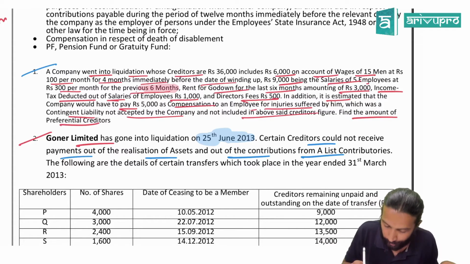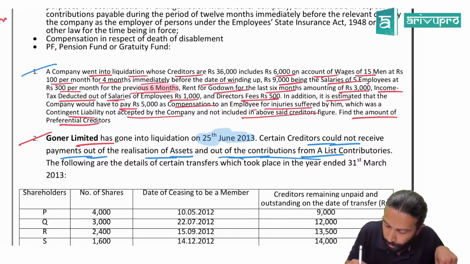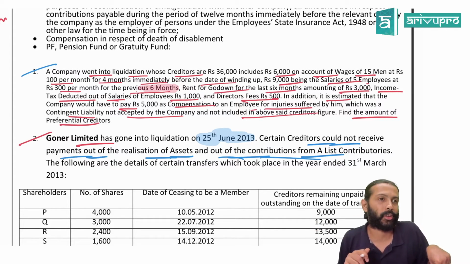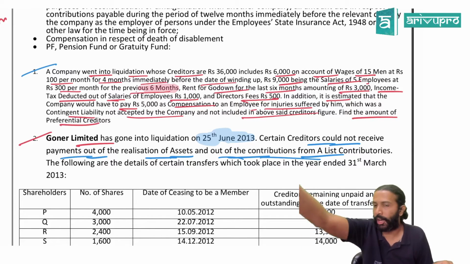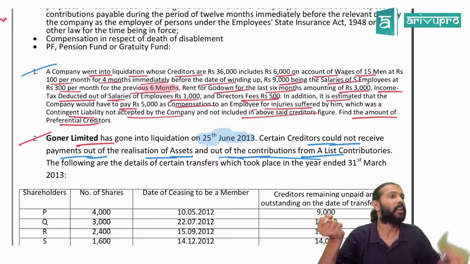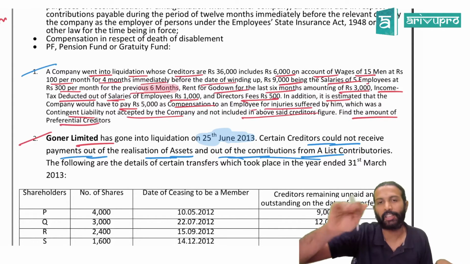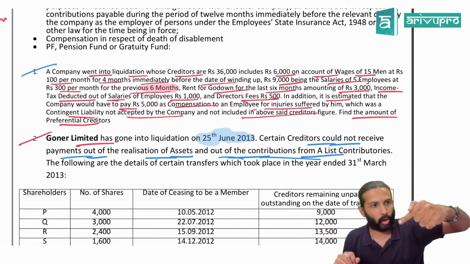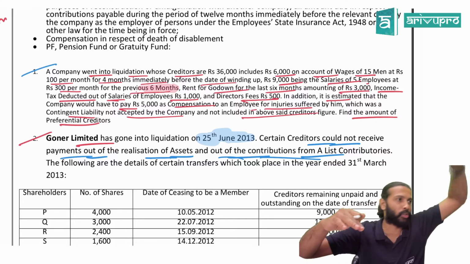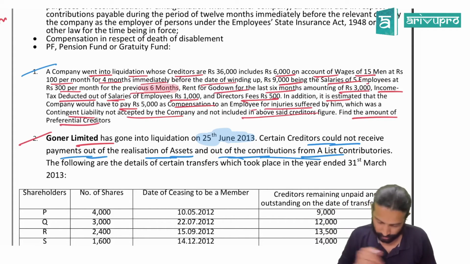Read the whole sentence properly again. Certain creditors could not receive the payments out of realization of assets and out of contribution from List A contributories. So we have to utilize both. Assets also we sold, and from List A also we collected the money. Even after doing this, we have a shortage. So in this case, what is the option available with the company? Along with List A members, that is the present members, you can also approach the past members. That we call List B contributories.